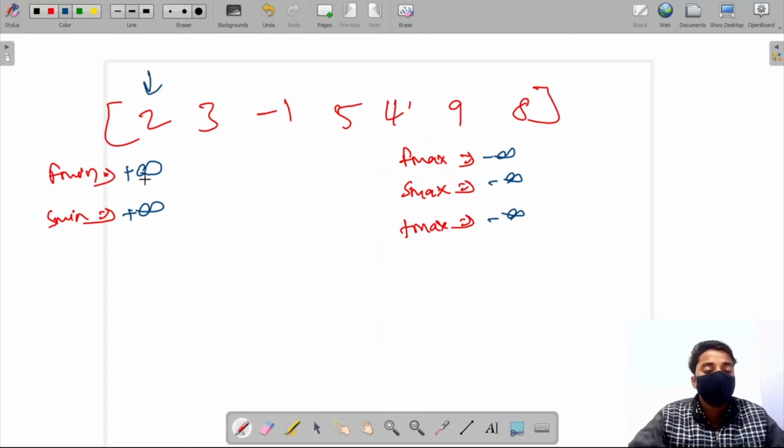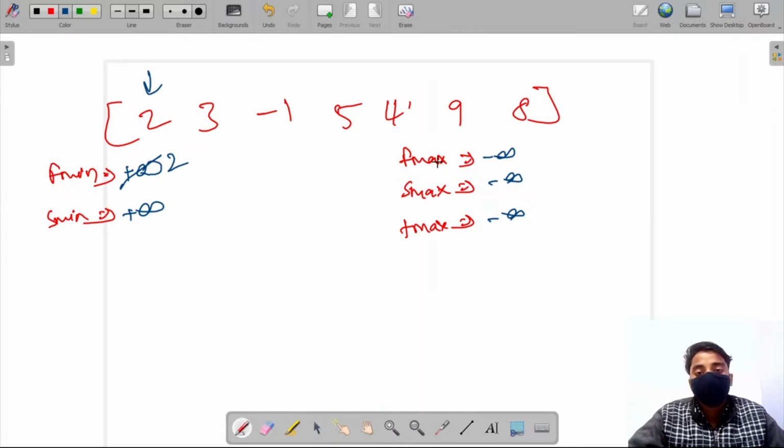Now I am going to iterate through the array. The first element is 2. So first we will check, is 2 smaller than first min? Here 2 is smaller than first min. So this means we need to update this first min. Now the first min is 2, but the second min is still positive infinity.